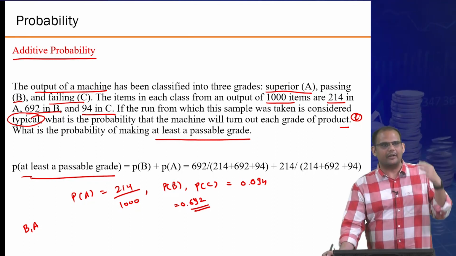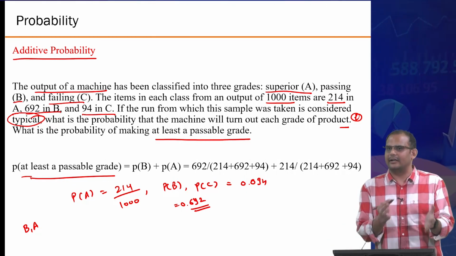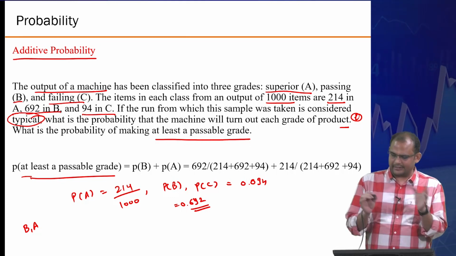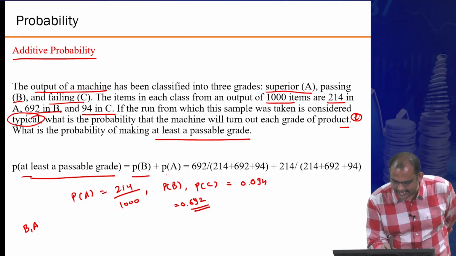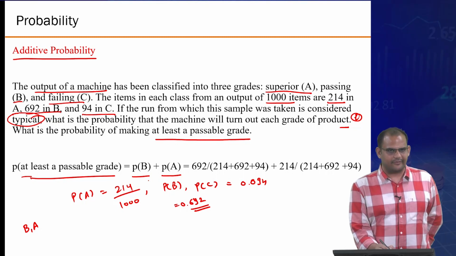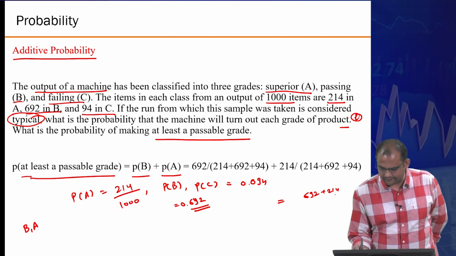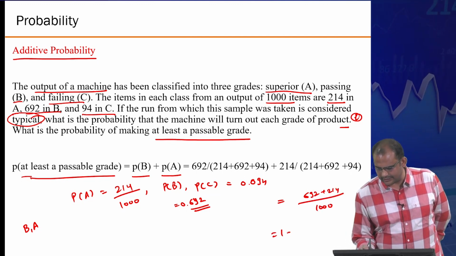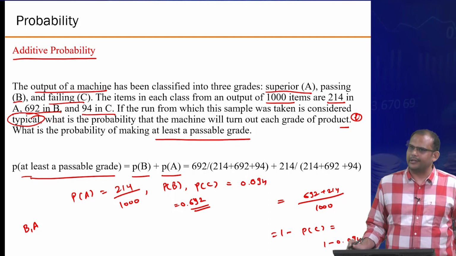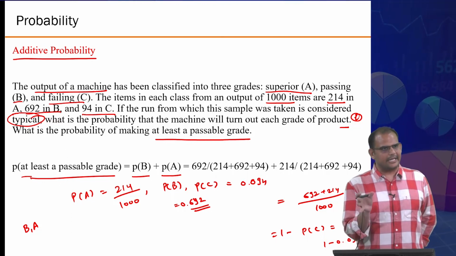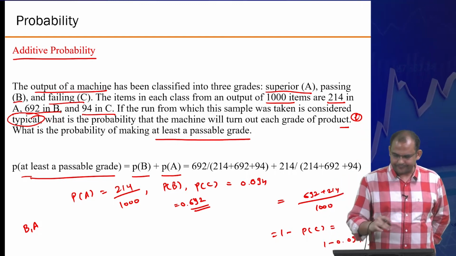So what is the probability of having at least A or B? You simply add the probability of B and A, because these events are kind of independent, right? That word is very important. It's a technical term, again, I know a lot of you know, but here you can simply add the probability of getting B and the probability of getting A. So the at least passing will be about 692 plus 214 divided by 1000, or alternatively 1 minus the probability of getting C, which is 1 minus 0.094. Okay, got the idea, these are basically independent events, and therefore the probabilities are more or less additive.